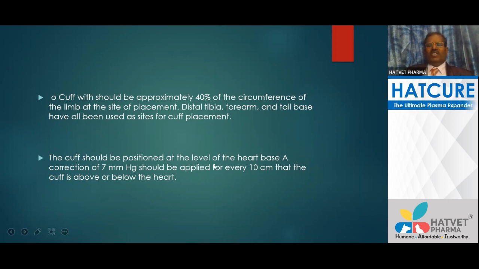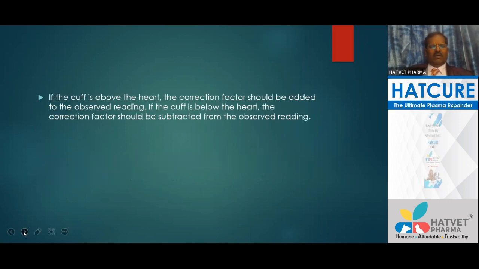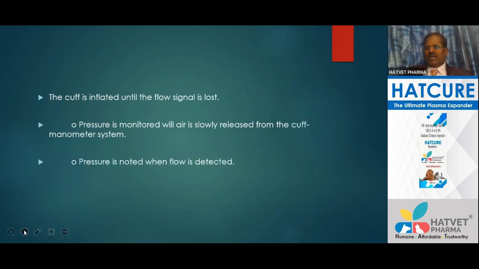The cuff should be positioned at the level of the heart base. A correction of 7 mmHg should be applied for every 10 cm that the cuff is above or below the heart. If the cuff is above the heart, the correction factor should be added to the observed reading. If the cuff is below the heart, the correction factor should be subtracted from the observed reading. So while using this, you can easily identify the problem and correct it.